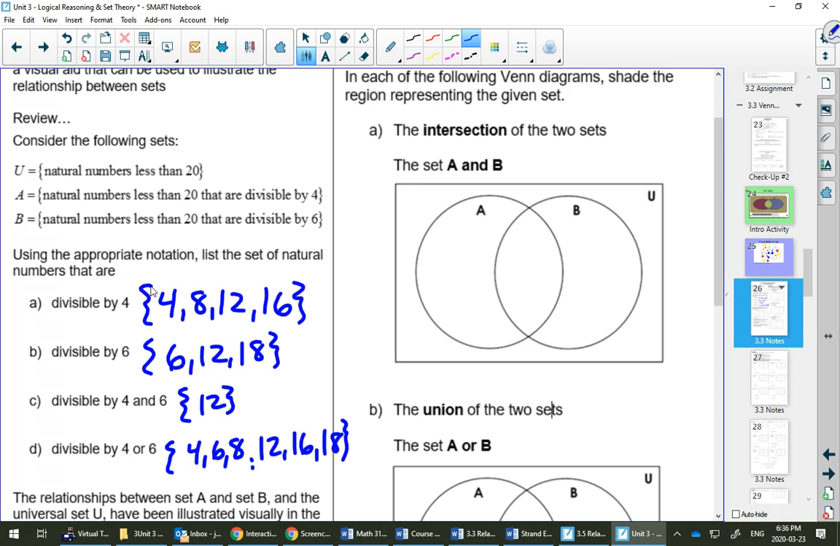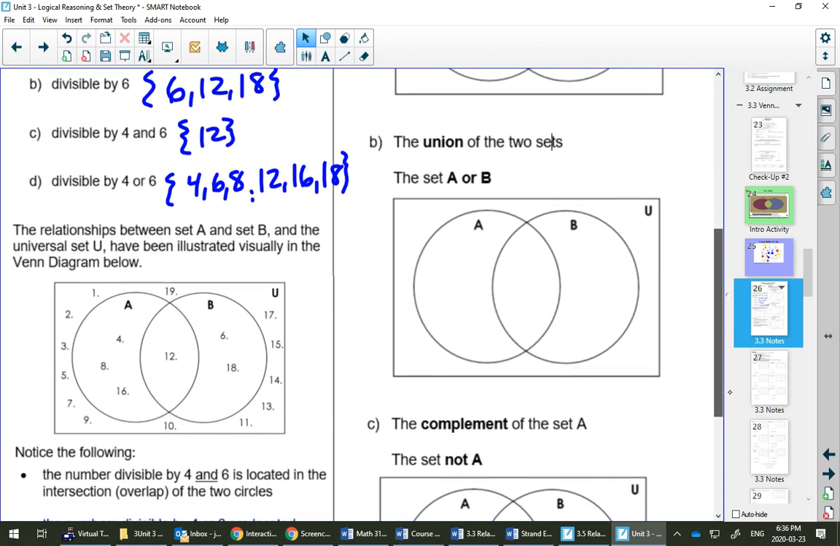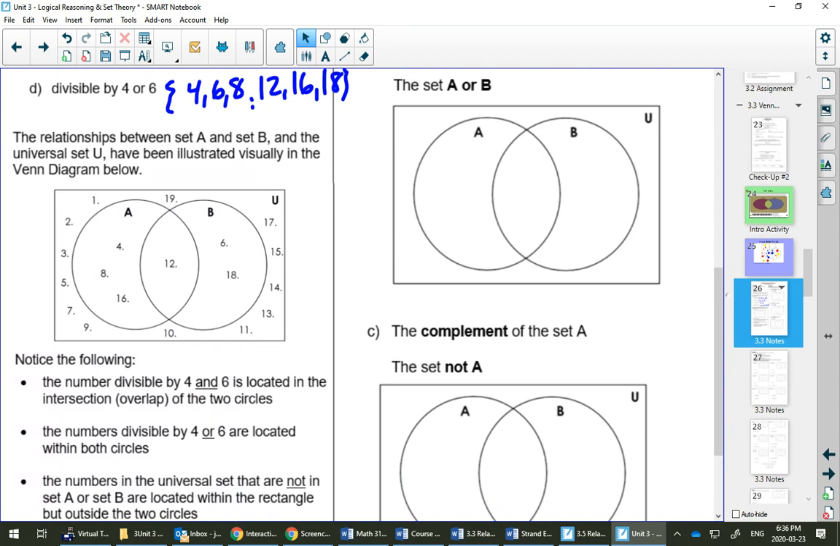If I've gone too quickly, you can always go back, pause the video, or review that section. But again, that's a review from the last lesson. So we're going to take a look at how we would organize this in a Venn diagram. So we can take those same sets and organize them into a Venn diagram.